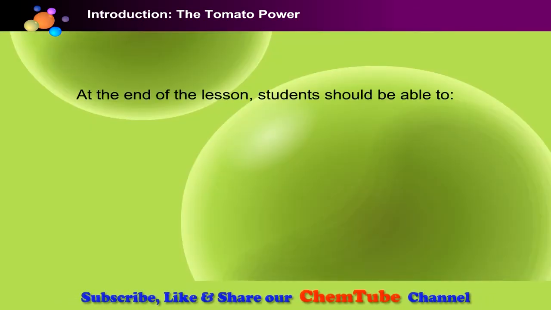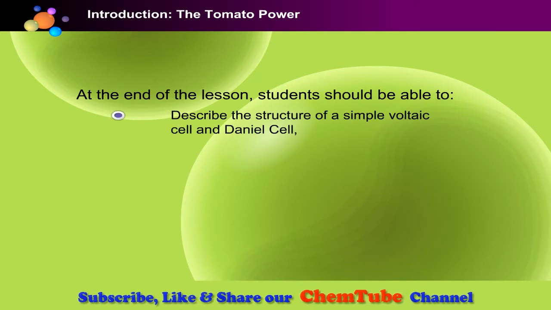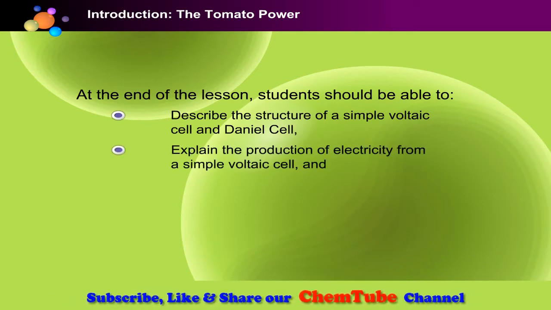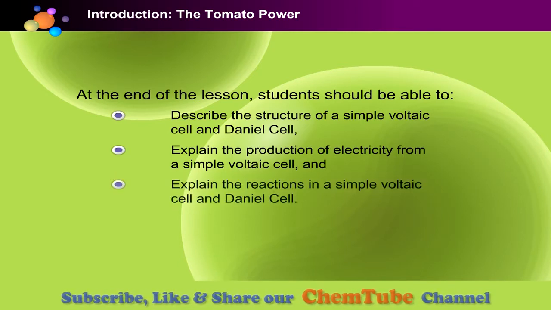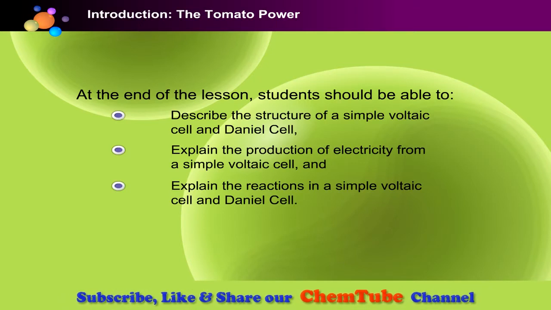At the end of this lesson, students should be able to describe the structure of a simple Voltaic cell and Daniell cell. Explain the production of electricity from a simple Voltaic cell and explain the reactions in a simple Voltaic cell and Daniell cell.